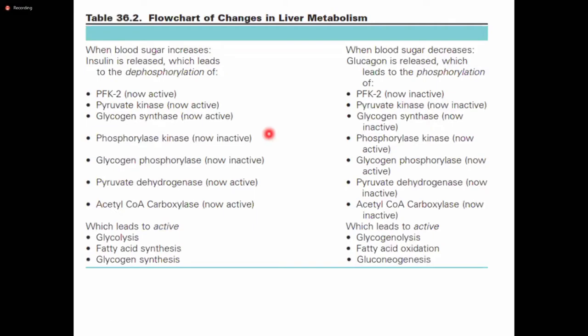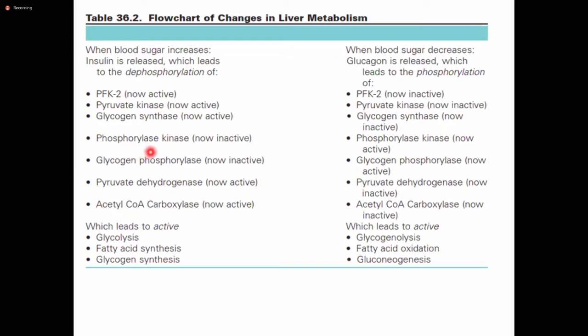هلا اختصارا لكل الموضوع, كيف بيعمل الليفر ميتابوليزم للكربوهيدرات, we are going to go through this table with situation of these hormones. Well, phosphofructokinase type 2, it will be active if we have high concentration of glucose. Pyruvate kinase is going to be active. Glycogen synthase is going to be active. Why?